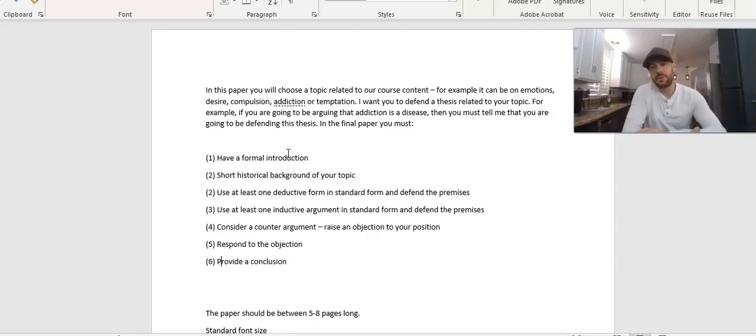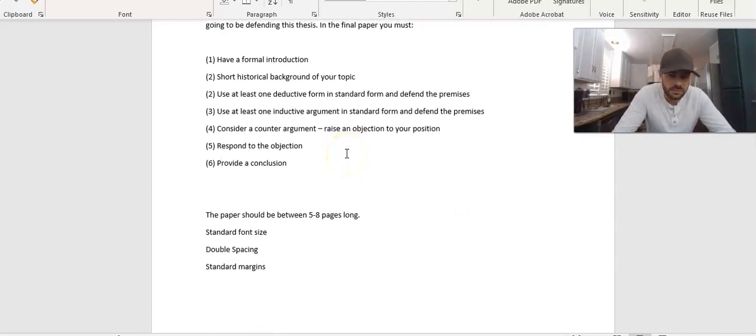You're going to have a formal introduction, a short historical piece. You're going to have to use both a deductive and an inductive argument. Consider an objection to your thesis or one of your arguments, and then reply to it. And then, in addition, you'll have to provide a conclusion, and of course, a works cited page as well. Make sure it's standard font, double spaced, normal margins.